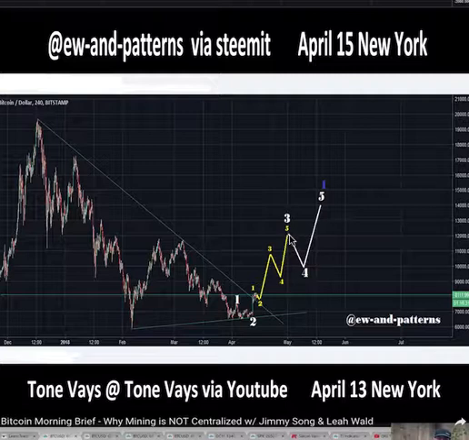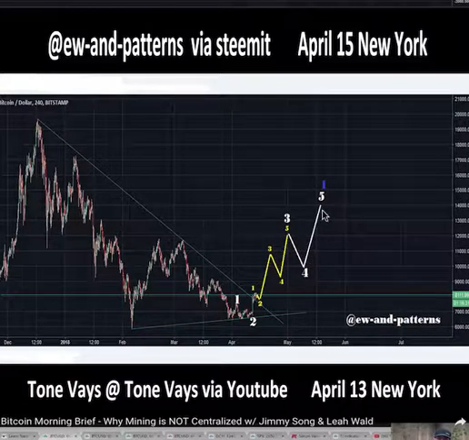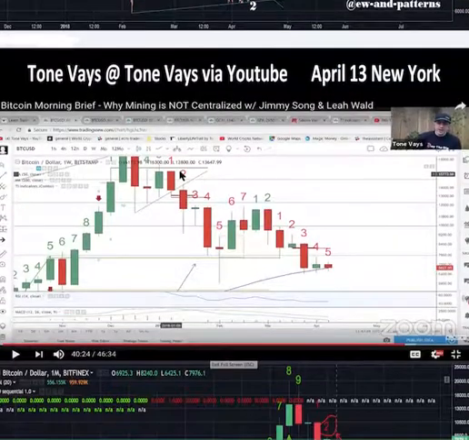It would be the next target where he adjusted to, and then we would retrace back to 10,000, and then we would finish up at $14,000. That's EW in patterns. And we have Tony Vase.